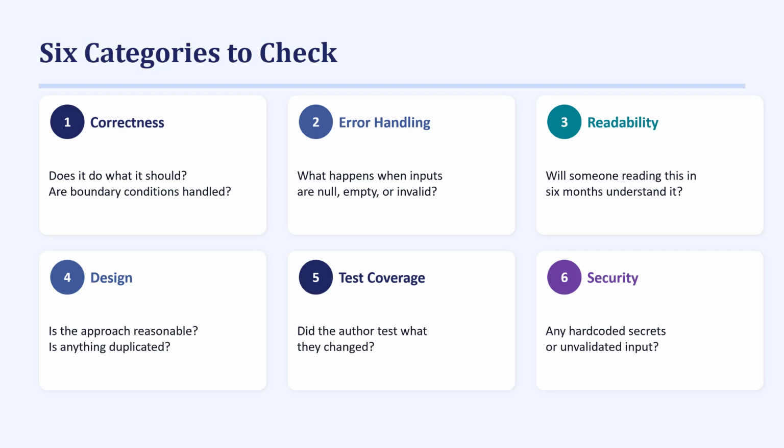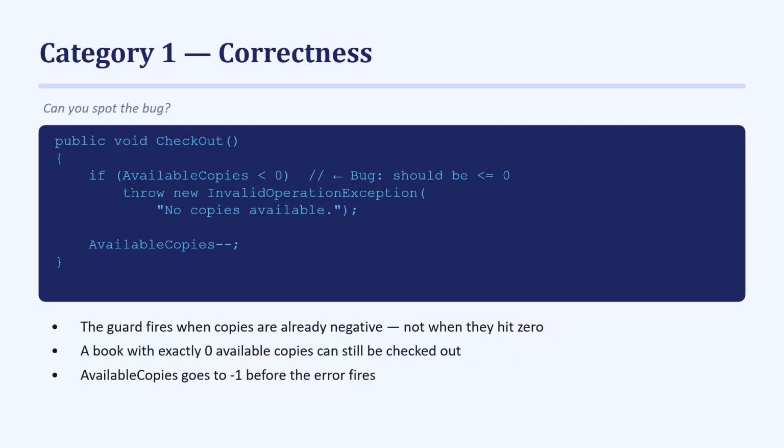So, some categories. What should we check? And everyone has the library app. I'm going to use some examples from the library app to kind of tie this back to some code. But these are the 6 categories we're going to check: correctness, error handling, readability, design, test coverage, and security. So let's look at some code examples to go along with each one.